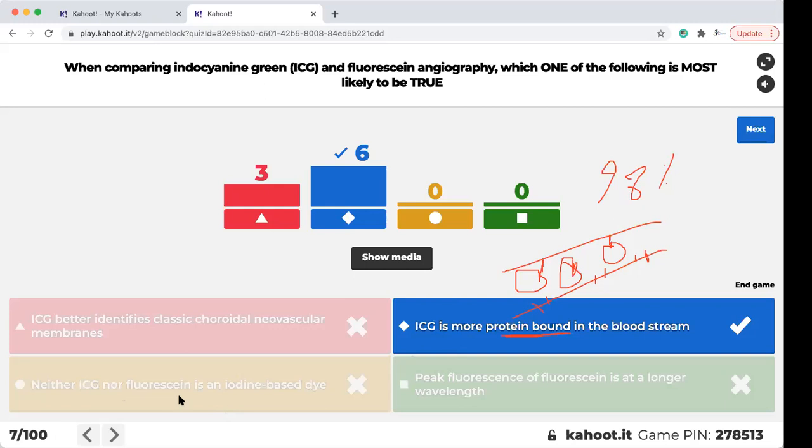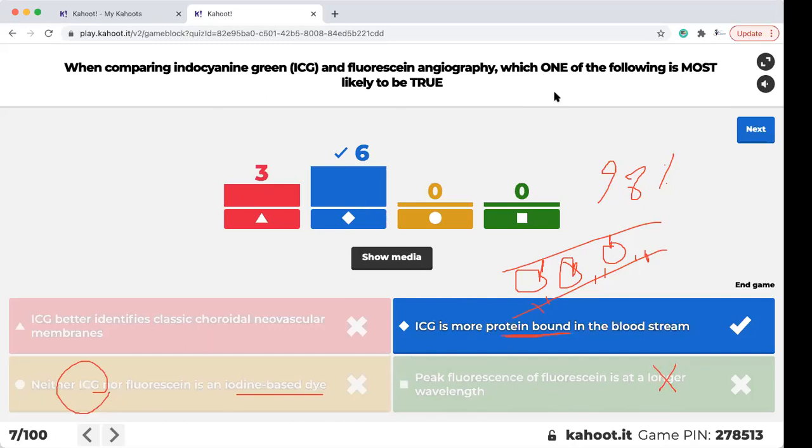Neither ICG nor the fluorescein is iodine-based. No, the ICG is iodine-based. And the peak fluorescence of the fluorescein is at longer wavelength. No, it is at shorter, because the peak fluorescence of the ICG is in the infrared range, while the fluorescein is in the visible light range, within the blue and green spectrum.